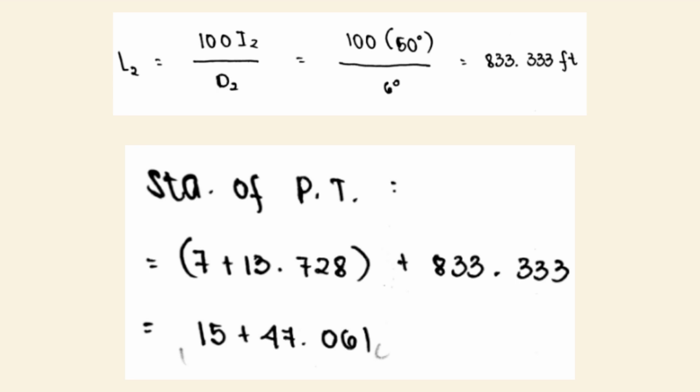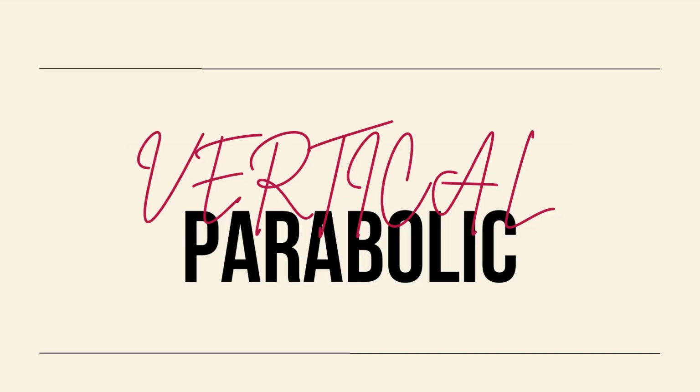It is 7 and 13.728 plus 833.333. So the stationing of PT is equal to 15 and 47.061. Next, let's solve a problem in the vertical parabolic curve.